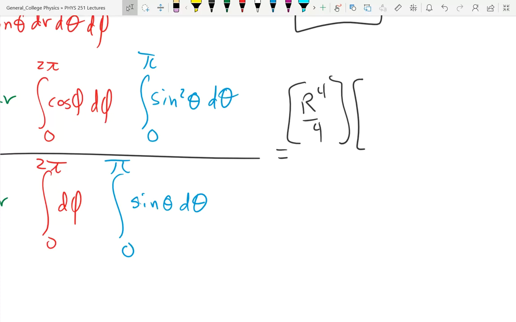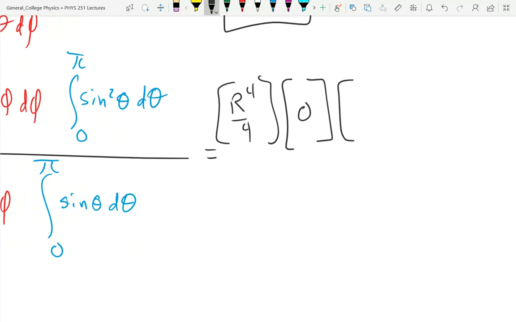What else? 0. Hence, this is 0 minus 0 is 0. And then we have the integral of sine squared theta d theta. We could do it, but I don't care at this point. Because I have 0 times whatever it is, I don't need to go any further.